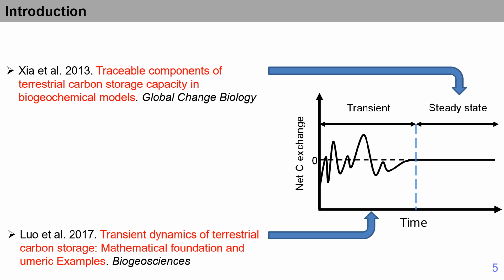However, most ecosystems are not at steady state due to climate change and other disturbances. The non-steady state is called transient state, and the challenge is how to trace transient carbon storage dynamics. To realize the traceability of transient carbon storage, Yiqi led a theoretical analysis to extend the steady-state traceability framework to transient state by adding another term called carbon storage potential.